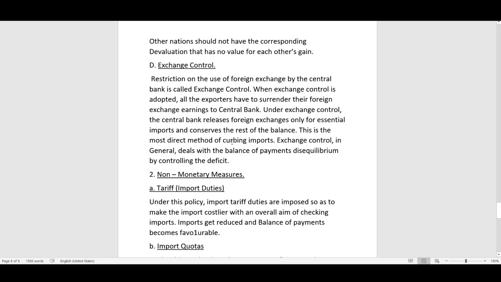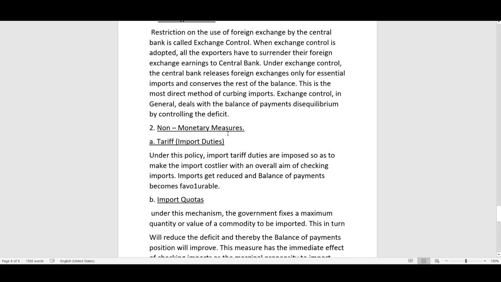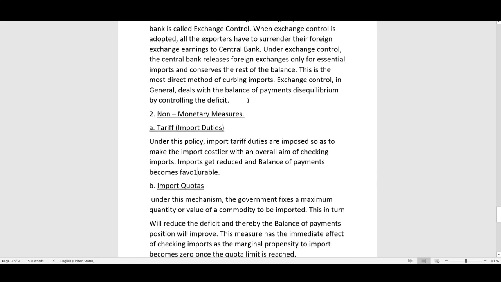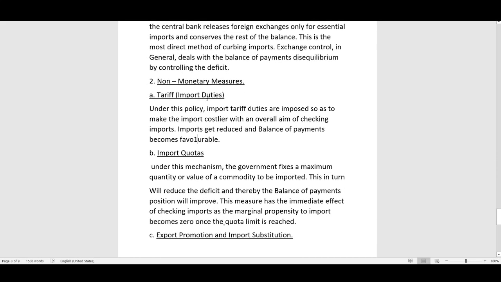This is the most direct method of curbing. Curbing means controlling imports. Exchange control in general deals with the balance of payments disequilibrium by controlling the deficit. Second, non-monetary measures. First one, tariff or import duties. Under this policy, import tariff duties are imposed so as to make the imports costlier with an overall aim of checking imports. Checking means controlling. Imports get reduced and the balance of payments becomes favorable.